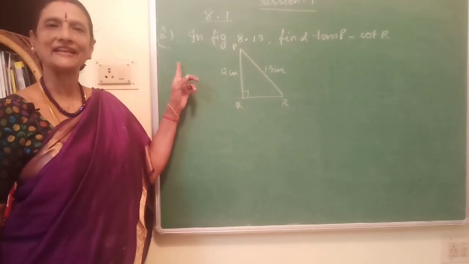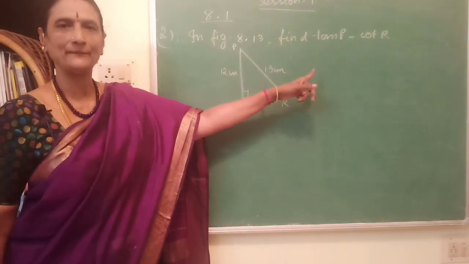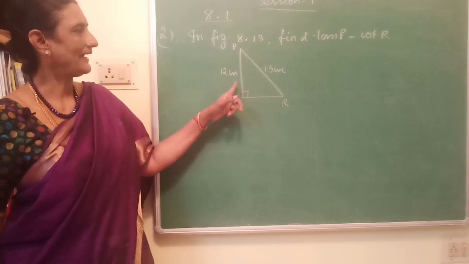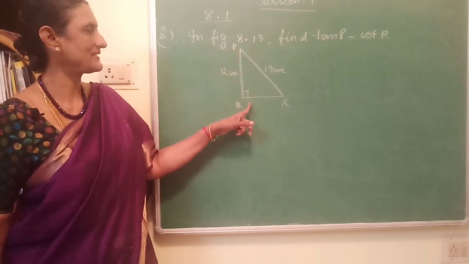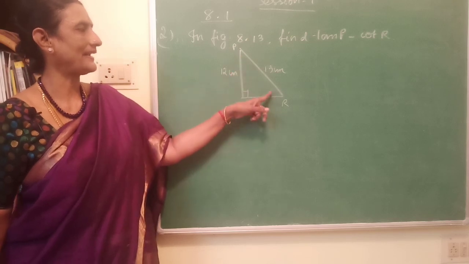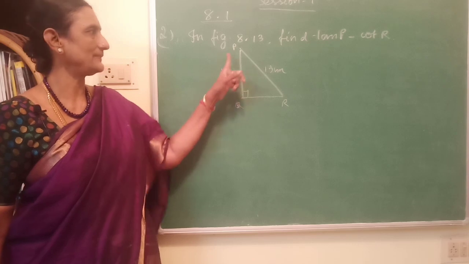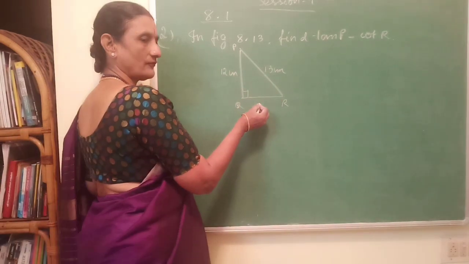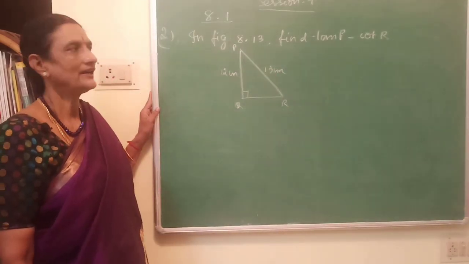Let us move on to the second sum. Read the second sum in figure 8.13. Find tan P minus cot R. So there is a triangle given. Angle Q is marked as 90 degrees, and angles P and R are the acute angles. PQ is given to be 12 centimeters and PR is given to be 13 centimeters. Therefore, we have to find the missing side in order to calculate tan P minus cot R.